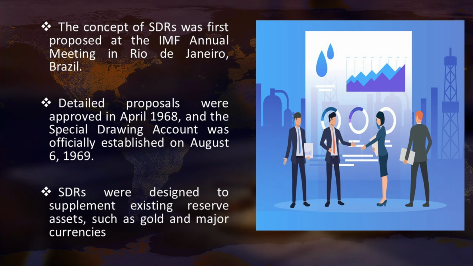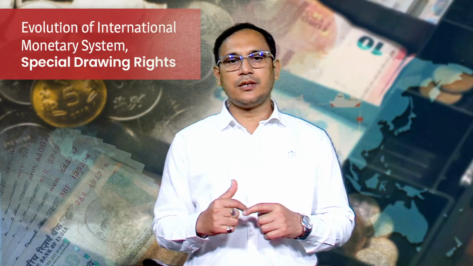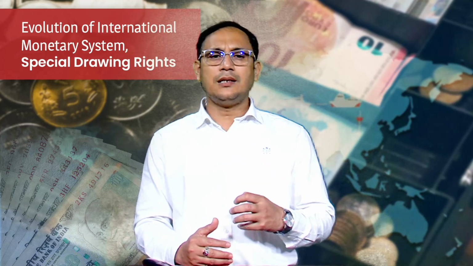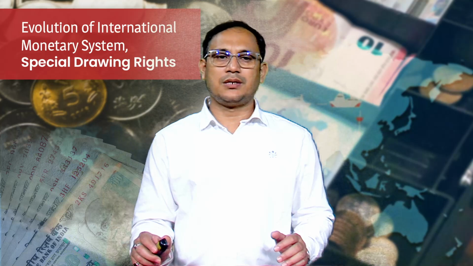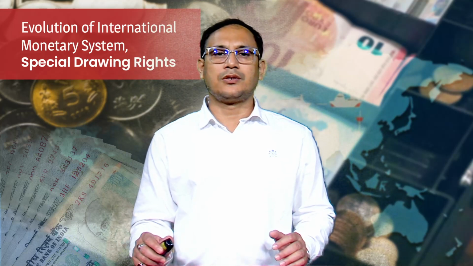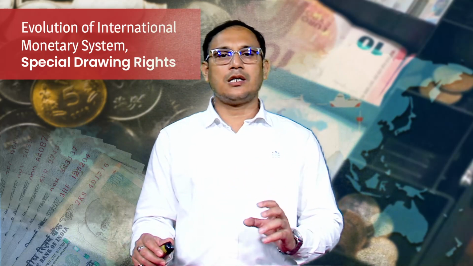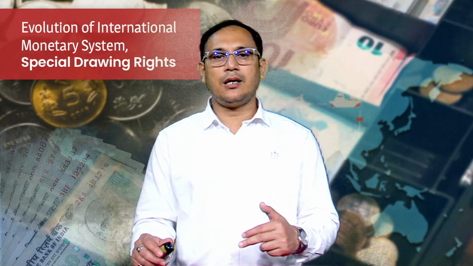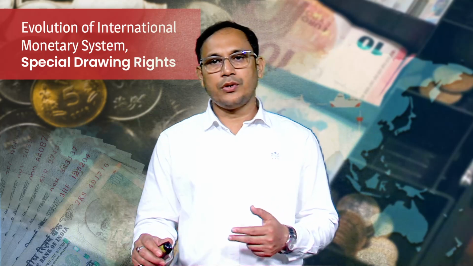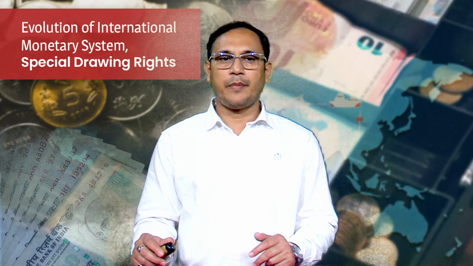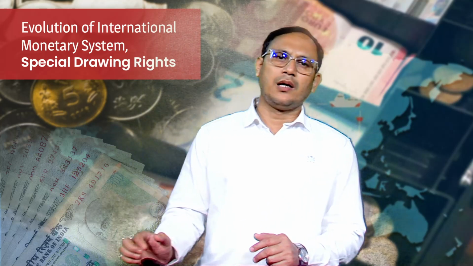So SDR, that is Special Drawing Rights, was designed to supplement the existing reserve assets of the countries such as gold and major currencies, and could be adjusted. There's a flexibility, it could be adjusted in response to global demand, thereby ensuring international monetary stability. So that's why special drawing right is considered to be an additional reserve asset along with gold and major currencies.